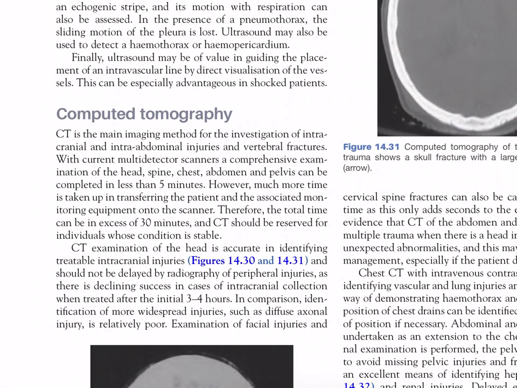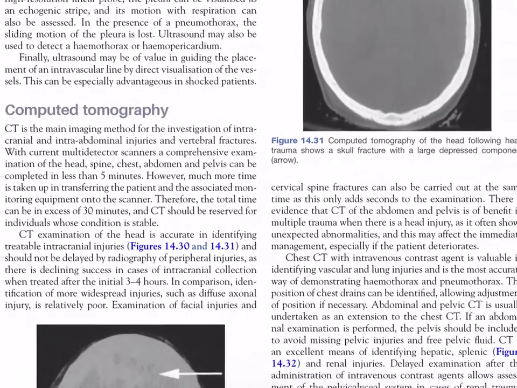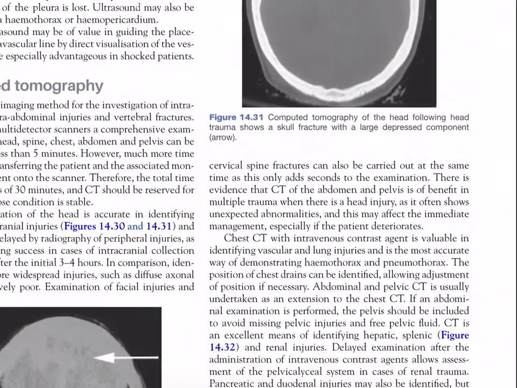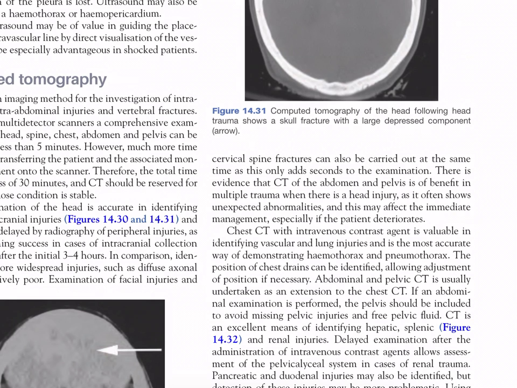CT examination of the head is accurate in identifying treatable intracranial injuries and should not be delayed by radiography of peripheral injuries, as there is declining success in cases of intracranial collection when treated after the initial 3 to 4 hours. In comparison, identification of more widespread injuries such as diffuse axonal injury is relatively poor. Examination of facial injuries and cervical spine fractures can also be carried out at the same time, as this only adds seconds to the examination.